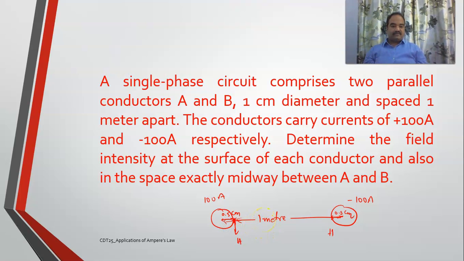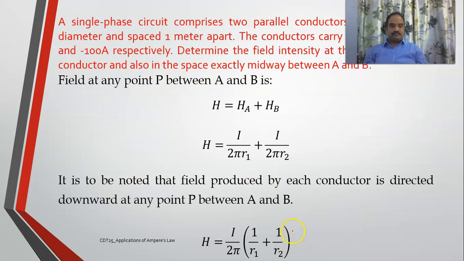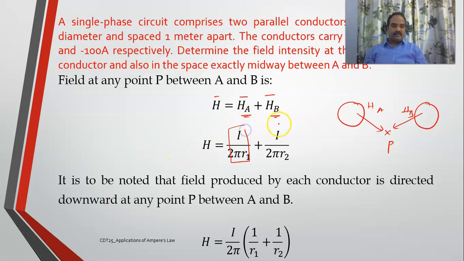Determine the field intensity at the surface of each conductor and also in the space exactly midway. Here also he wants the fields. So now we have two conductors. At any point, this will have a field HA and this will have HB. The resultant field is a vector sum of these two. HA is I by 2 pi R1, and HB is I by 2 pi R2, and both have vectors. If you carefully see, the field produced by each conductor is directed downwards at any point.